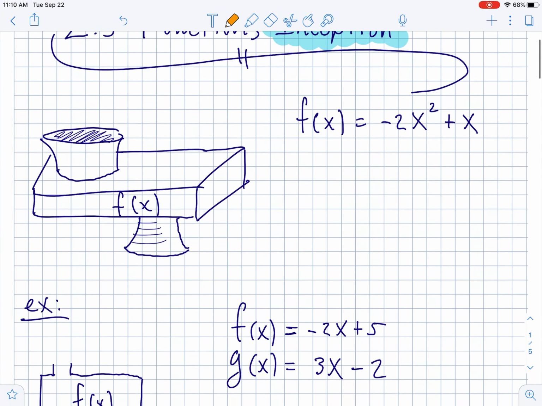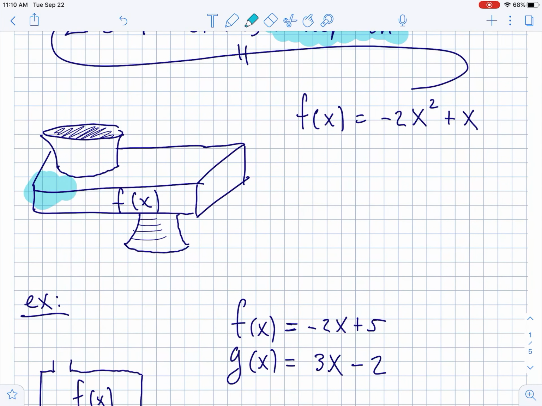You need to think of them as kind of like machines, like a machine that does something. With these machines, you drop numbers into them as inputs, and then numbers come out of them as outputs.